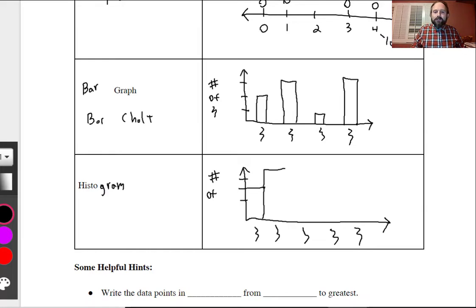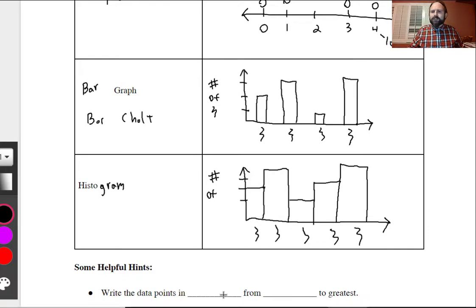And for this one, they're going to be connected. To me, it kind of looks like a skyline if you're living in a big city with skyscrapers. They scrape the sky. So that's kind of like this. It kind of looks like this. That's a big difference between the bar graph and the histogram right here.